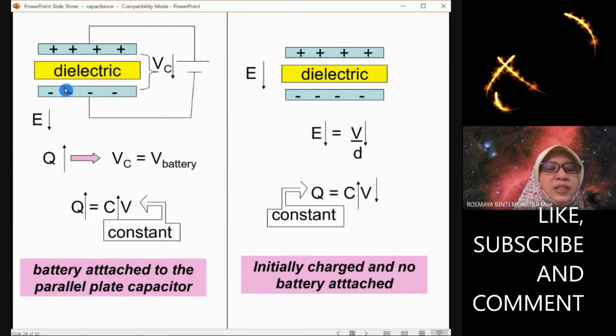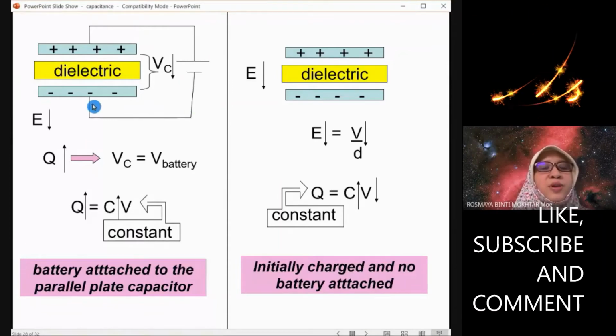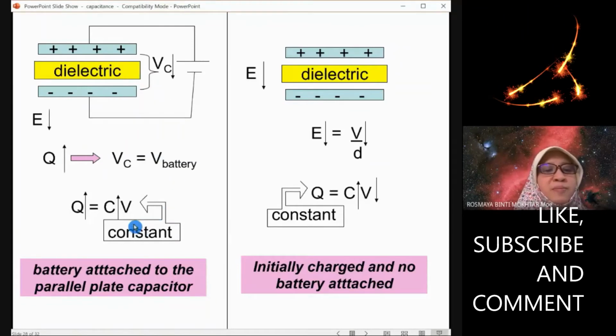For the situation where the battery attached is not removed from the capacitor while we insert the dielectric, what happened? The charge still can flow, because the voltage across the capacitor just now decreases. So more charge still can flow because there's a source here from the battery. So that means the charge increases, but the V remains the same, constant.